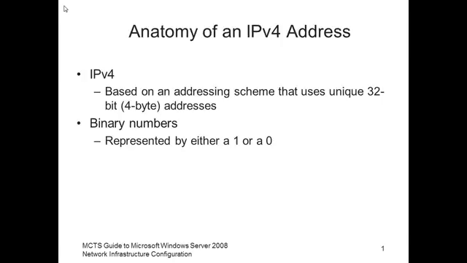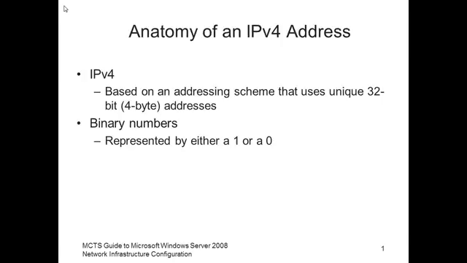So IPv4 is based on an addressing scheme with a 32-bit address. Okay, 32-bit. Way back when the internet first came out, 32 bits was a lot. We all thought that was plenty. Well, now we know that's not enough. Okay. It uses binary numbers, which we just learned, the zeros and ones, which we're going to go through again. Okay. And here's what they look like.